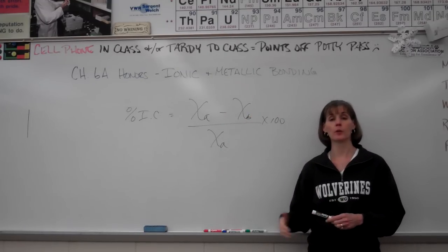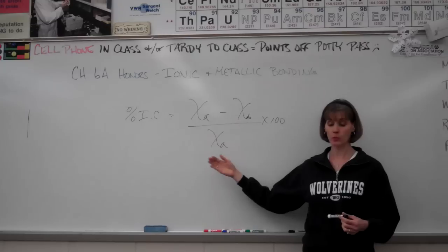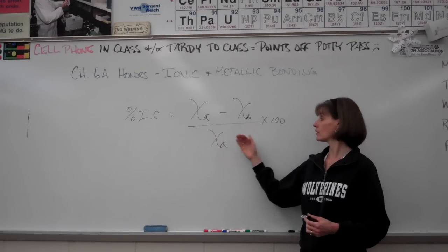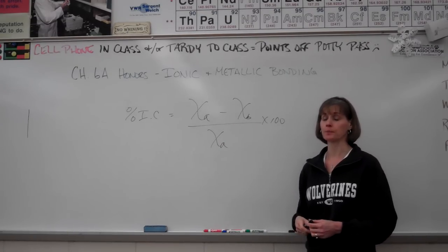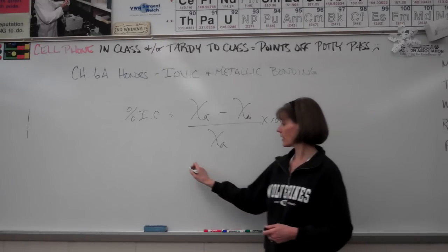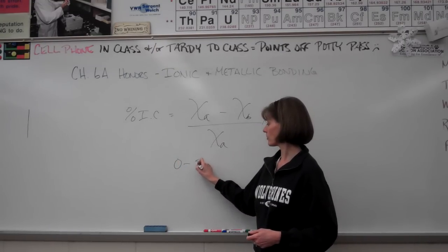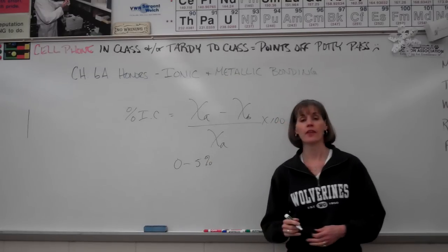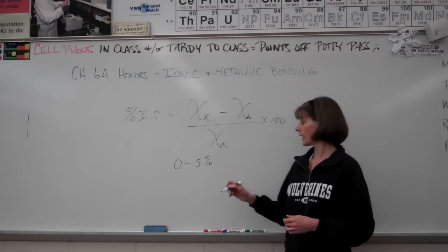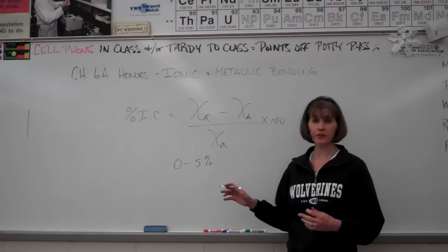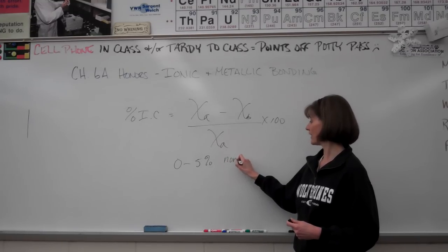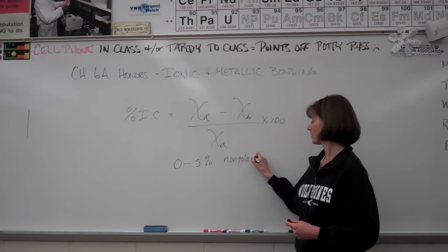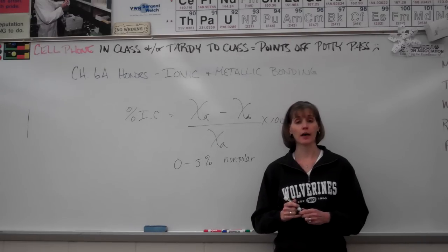And that's the element with the higher electronegativity minus the one with the lower electronegativity, divide by the higher one, times 100. If we end up with an answer in the 0 to 5% range, that's a covalent bond, one with very little difference in electronegativity. That happens to be a non-polar covalent bond.